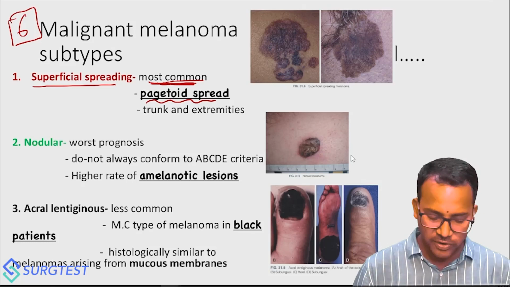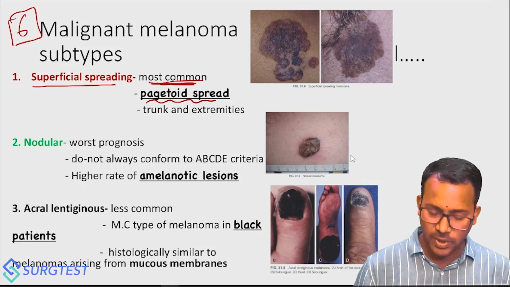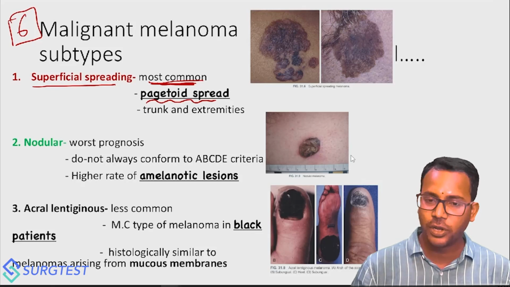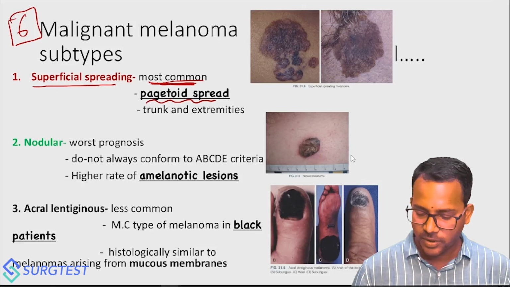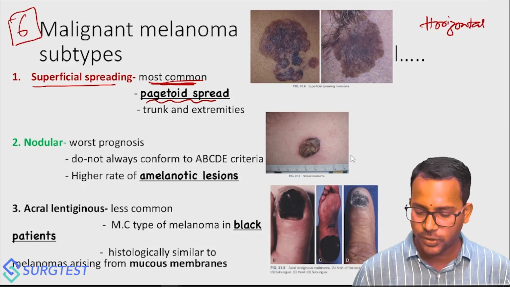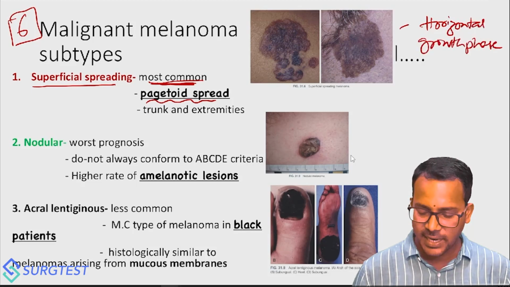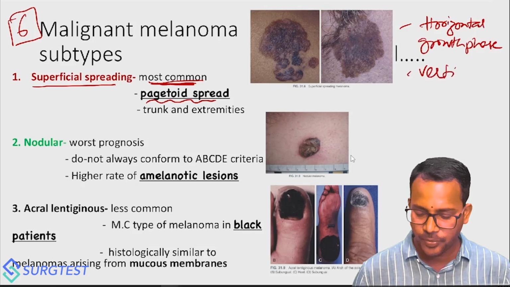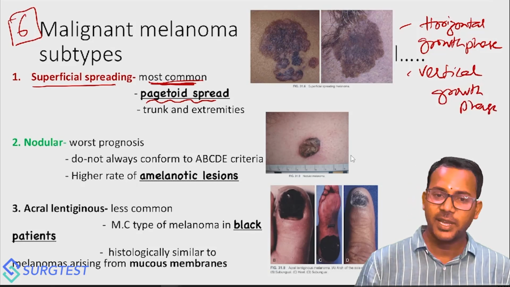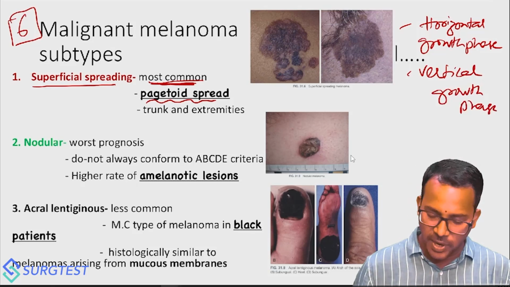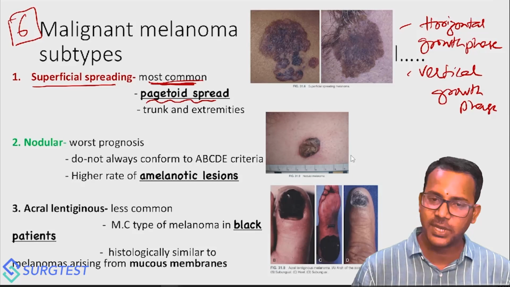So this superficial spreading, as you already know, melanoma has two growth phases. One is a horizontal growth phase, and the second is your vertical growth phase. So this superficial spreading is the one which has mainly a horizontal growth phase alone.